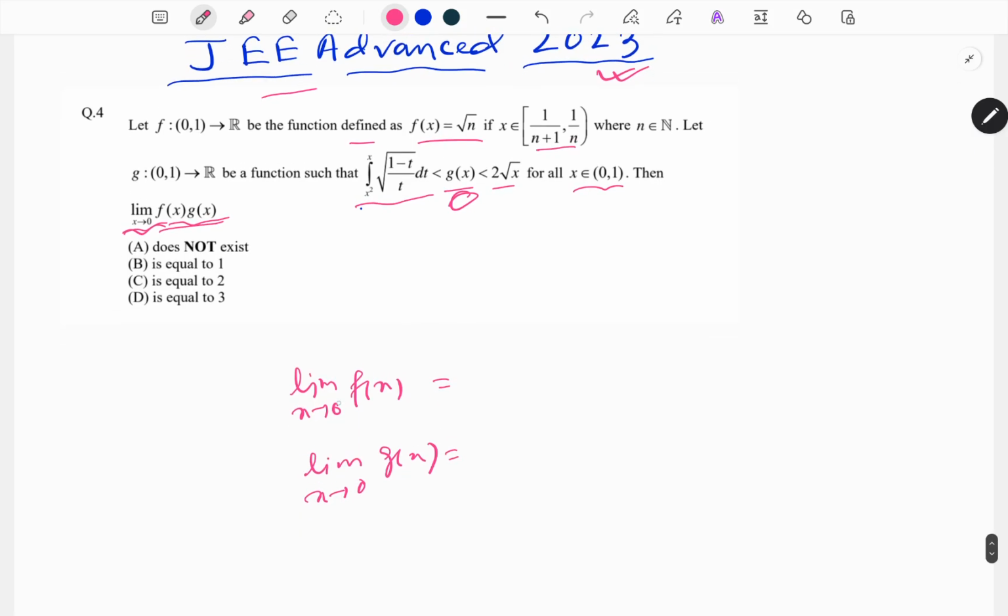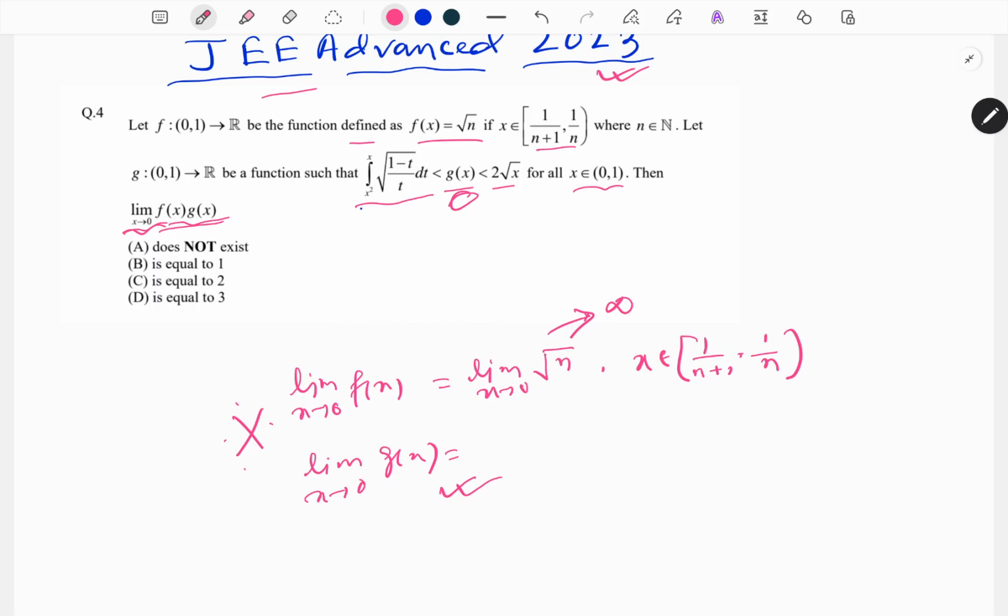See first, what is the individual limit of f(x)? The limit as x tends to 0 of f(x) is √n, where x lies between 1/(n+1) and 1/n. Now see, when x tends to 0, n tends to infinity, so this limit goes to infinity. So we can't multiply: even if the limit of g(x) exists and is finite, we can't multiply f(x) and g(x) since f(x) is infinity, so this method is not applicable. Let's think in another way.